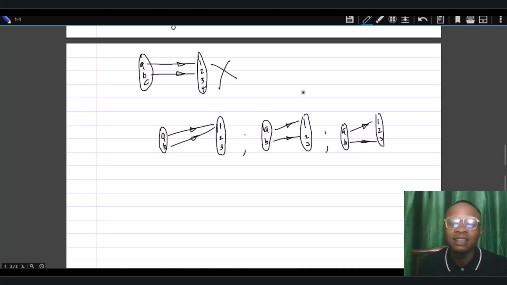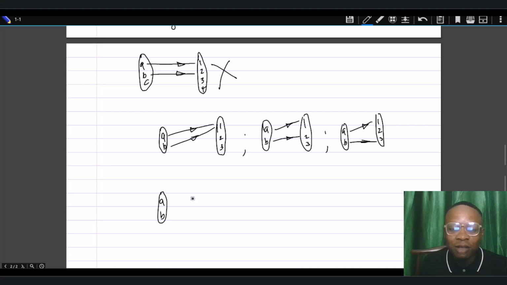So altogether, these are 3 different functions possible from this set that contains only 2 elements and this set, the codomain, that contains only 3 elements. Okay, so we have 3 possibilities here. For now, when we consider that A is being mapped to 1, that is all. That's what we can get from this case when we assume A is being mapped to 1. But we know that that is not the only option A has.